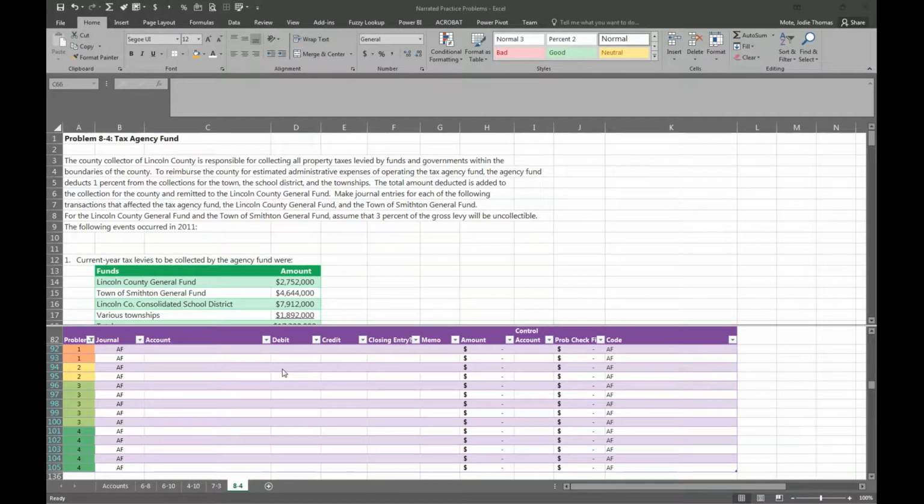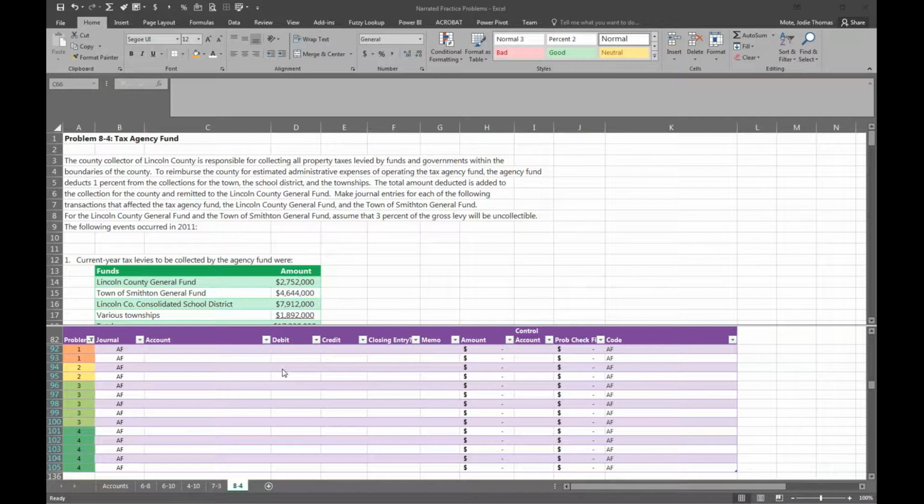All right, everybody. This is problem 8-4, going over a tax agency fund. The county collector of Lincoln County is responsible for collecting all property taxes levied by funds within the boundaries of the county, and to reimburse the county for estimated administrative expenses of operating the tax agency fund. They're going to deduct 1% from the collections for the town, the school district, and the townships, and the amount deducted is added to the collection that they're going to send to the general fund.